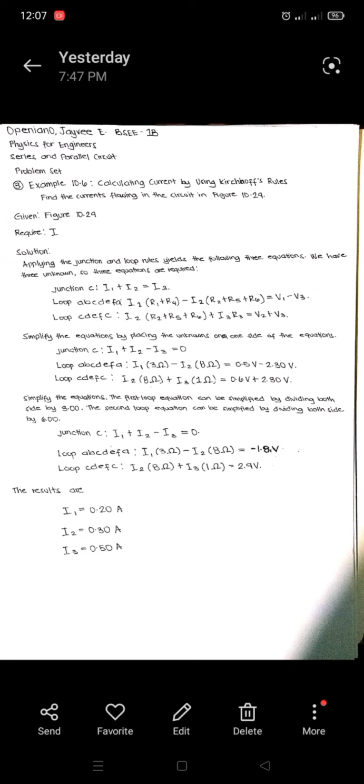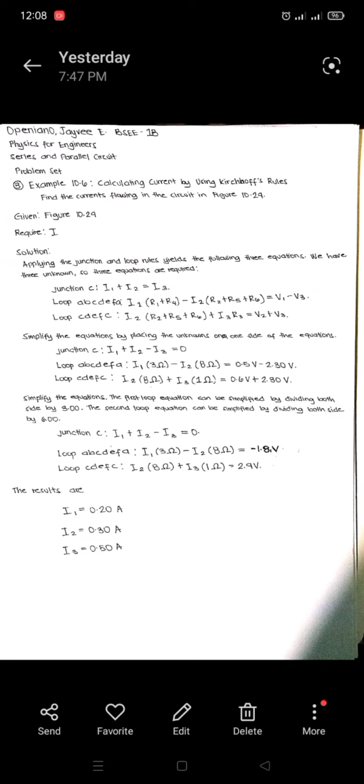So first, applying the junction and loop rules yields the following three equations. We have three unknowns, so three equations are required. Junction C: I1, or current 1, plus I2 is equal to I3. Loop ABCDEFA: I1 times R1 plus R4 minus I2 times R2 plus R5 plus R6 is equal to V1 minus V3. And loop CDEFC: I2 times R2 plus R5 plus R6 plus I3 R3 is equal to V2 plus V3.